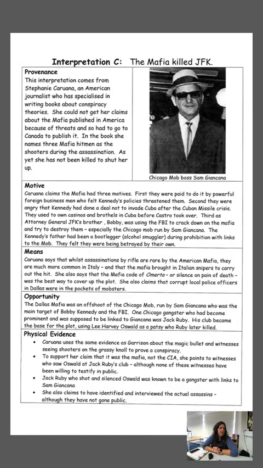Okay, so far so good. All right, so interpretation C is that the mafia killed JFK. And this interpretation comes from an American journalist who has specialized in writing books about conspiracy theories. So bear in mind in all of these three suspects, who has written it, where that source has come from, because it's really key in helping you make judgments. Again here, write about the motive, the means, the opportunity, give your scores, and also of course refer to the physical evidence. So pause now while you do interpretation C.